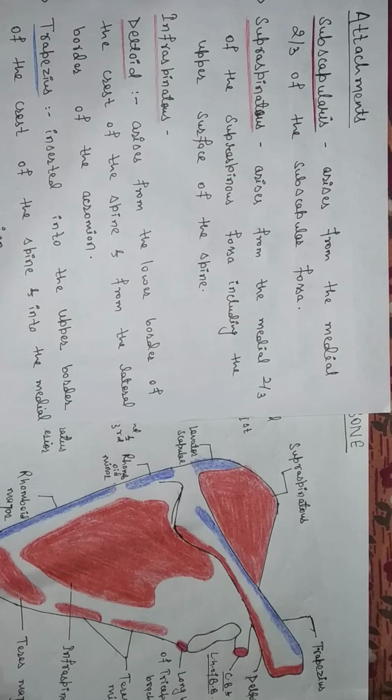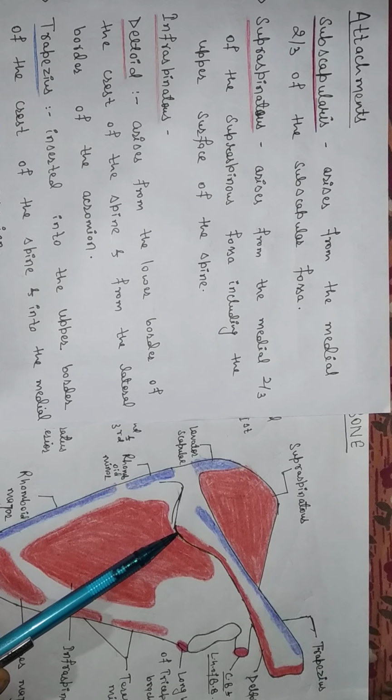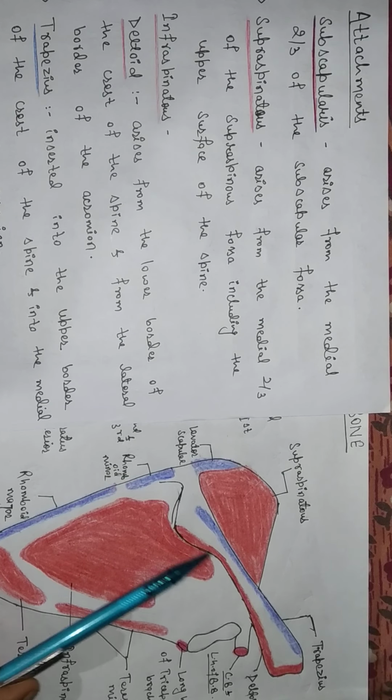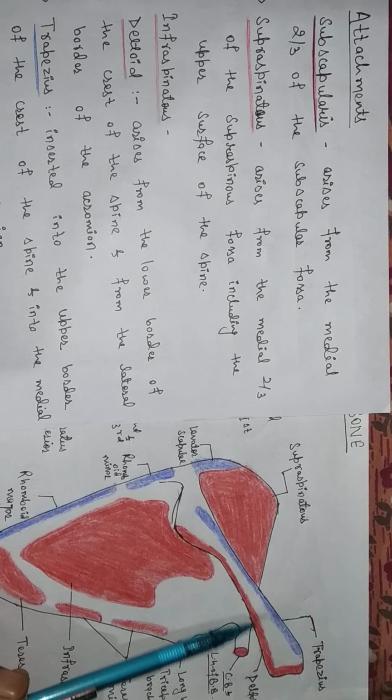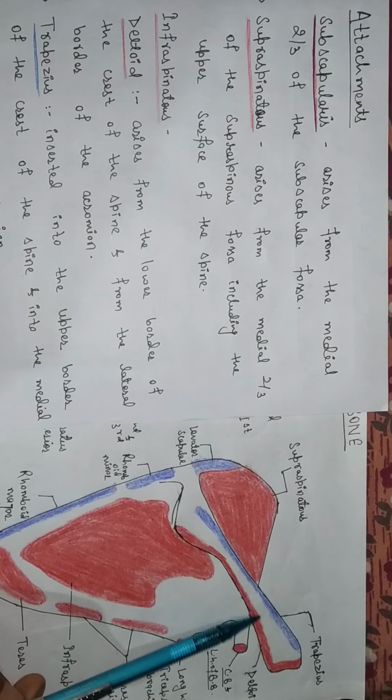After that, deltoid muscle. So, the deltoid muscle arises from the lower border of the crest of the spine. This is the crest of the spine, and from the lateral border of the acromion. This is the acromion process, from the lateral border of the acromion.